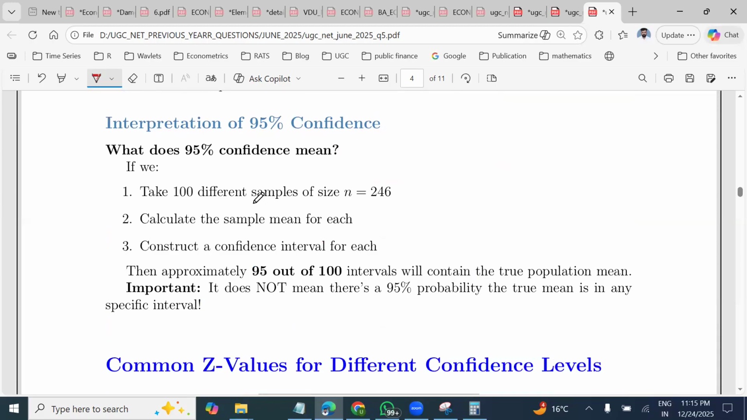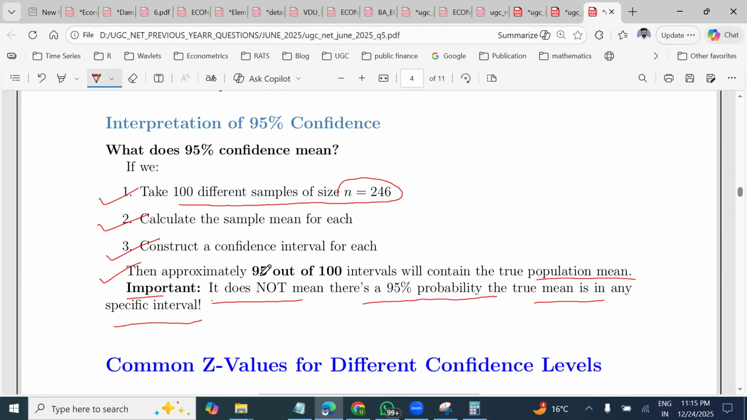95% confidence means what? If you take 100 different samples of size n, then calculate the sample mean for each, then construct a confidence interval for each one of them, approximately 95 out of 100 intervals will contain the true population mean. What is important here is that it doesn't mean there is a 95% probability that the true mean is in any specific interval. It means 95 out of 100 intervals will contain the true population mean.